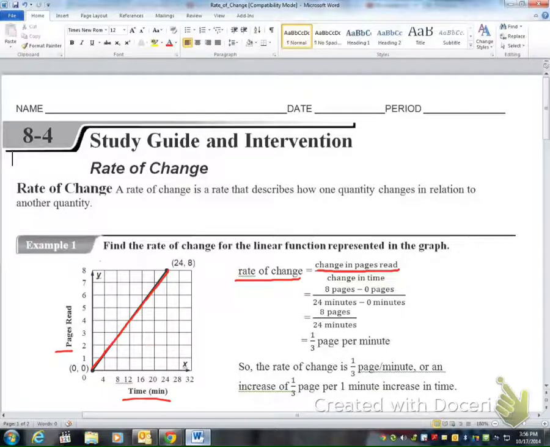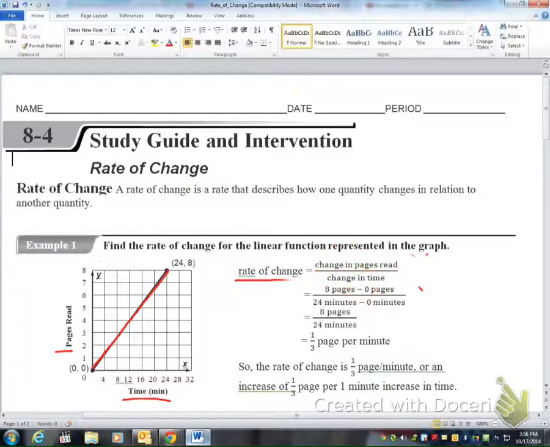Now one thing to know here is that this top quantity, the change in pages read, is always going to be your Y values, and your bottom thing is always going to be your X values, because remember, we're talking about how one thing changes compared to the other. Well, it makes more sense to talk about how the dependent variable changes based on how the independent variable changes, or how Y changes as X does, because we're going to control X and see what happens to Y.